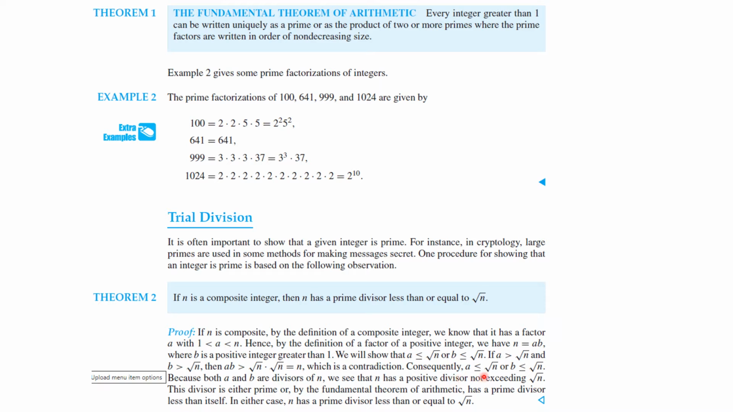Consequently, we see that a is less than or equal to the square root of n, or b is less than or equal to the square root of n. Because both are divisors of n, we see that n has a positive divisor not exceeding the square root of n. The divisor is either prime or, by the fundamental theorem of arithmetic, has a prime divisor less than itself. In either case, n has a prime divisor less than or equal to the square root of n, an important result and a good application.